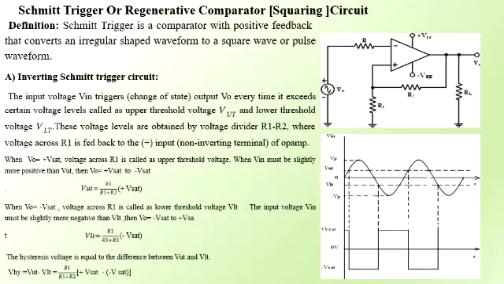Next, the hysteresis voltage equals the difference between the upper threshold voltage and the lower threshold voltage. Therefore, VUT minus VLT equals R1 divided by R1 plus R2, in brackets, times VSAT minus minus VSAT. As per this equation.